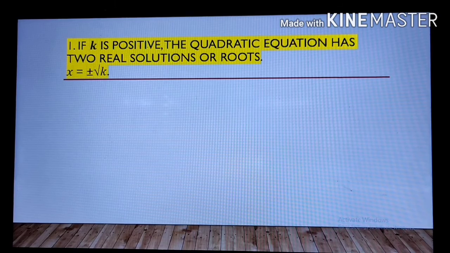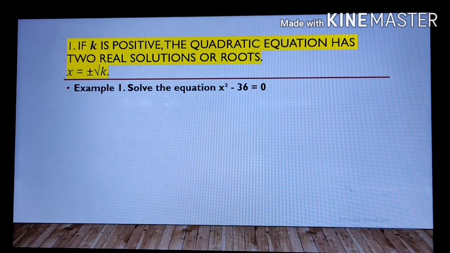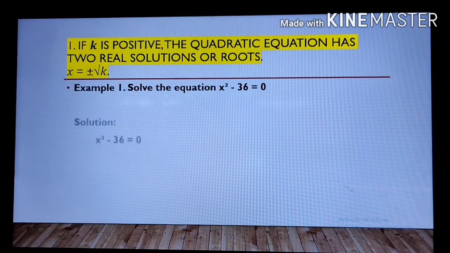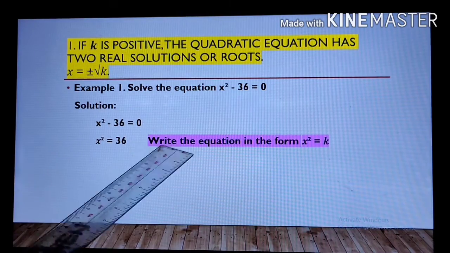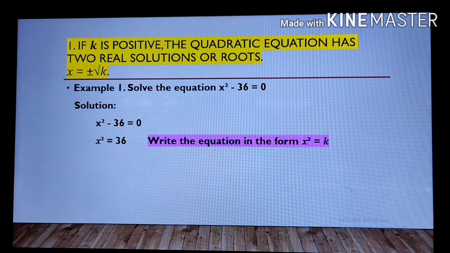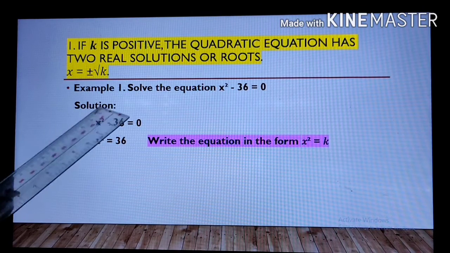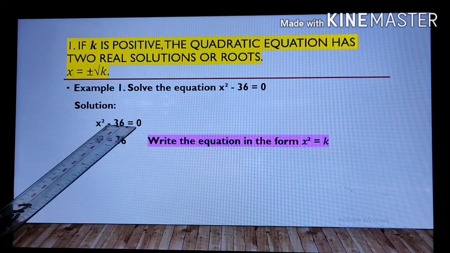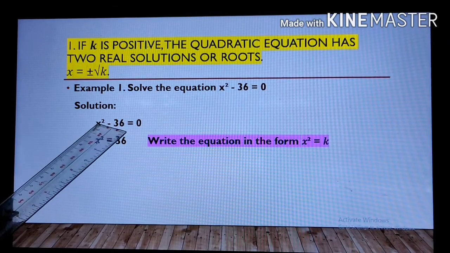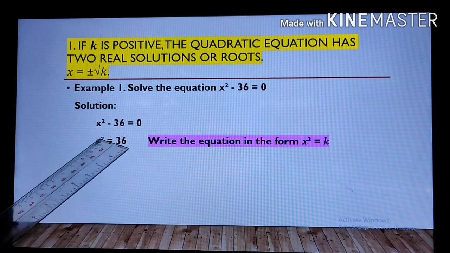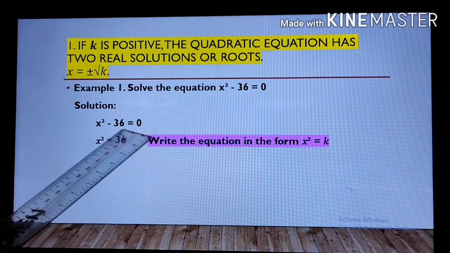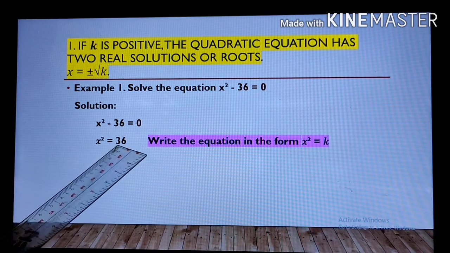Okay, so I have here an example. Example number 1. Solve the equation x squared minus 36 is equal to 0. So copy. The next thing we have to do is write the equation in the form x squared is equal to k. So we transform the given equation to this. x squared is equal to k. So x squared stays on the left side, then equals, and from negative 36, we transpose it to the right side. So from negative, it becomes positive 36.